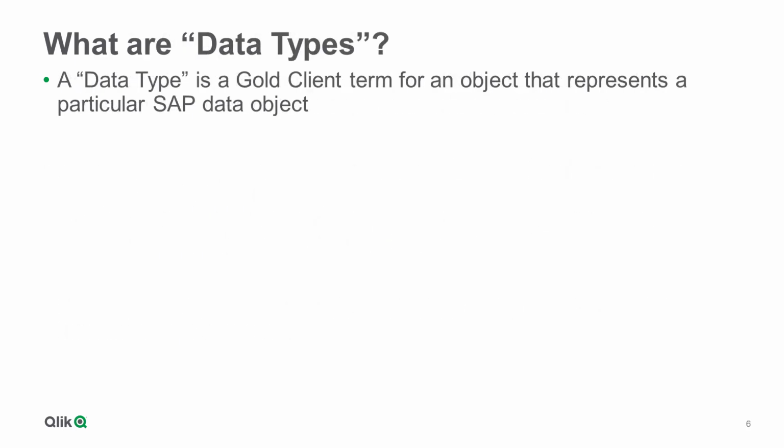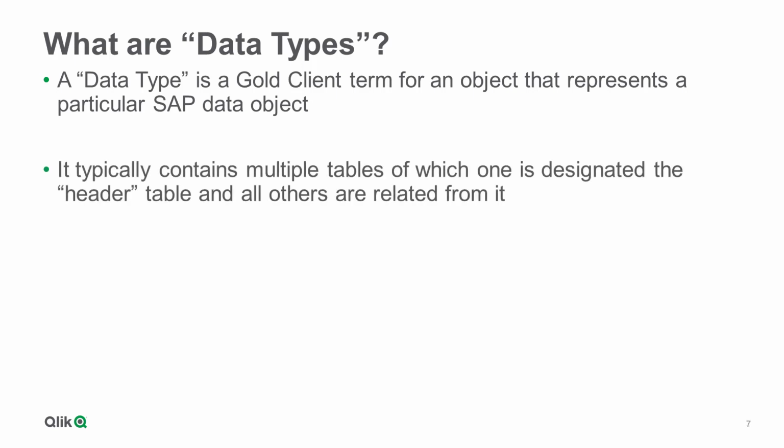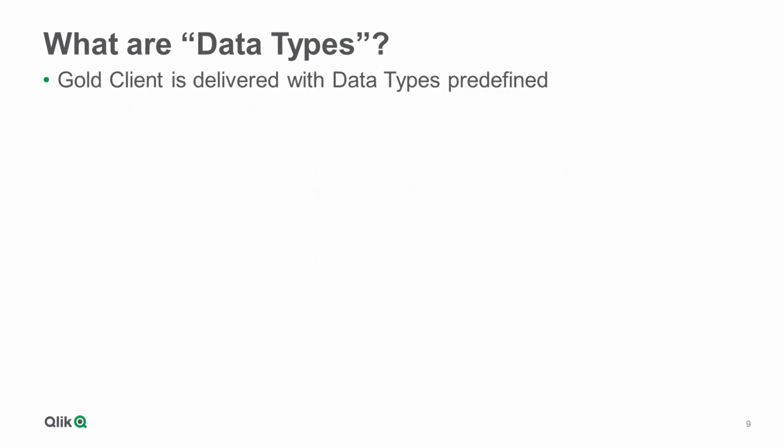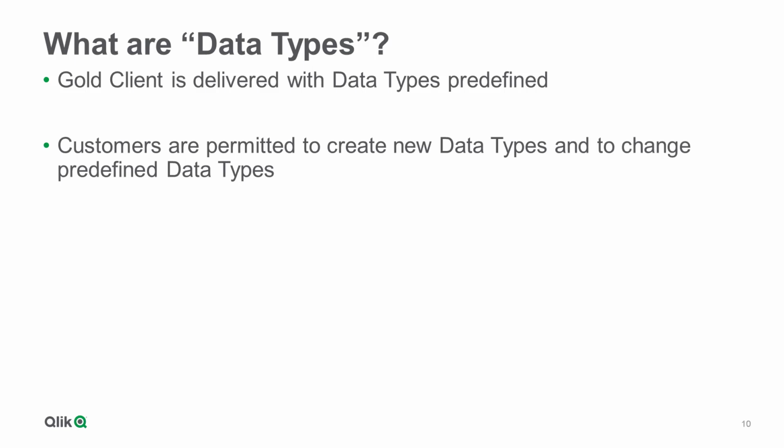A data type is a Gold Client term for an object that represents a specific SAP data object. Each data type has at least one header table defined, and all other tables are related from it. The tables within a data type typically share one or more common key fields. It's worth mentioning that Gold Client is delivered with a significant number of data types already predefined. And of course, customers are allowed to create new data types as well as make changes to the predefined data types.